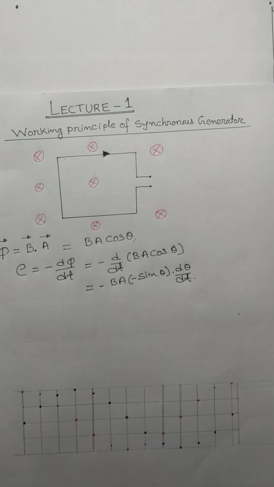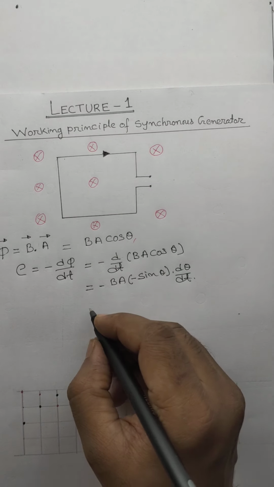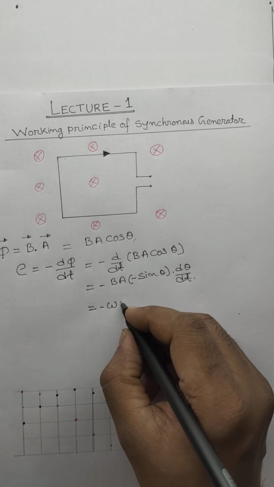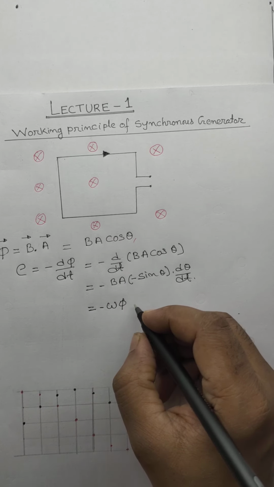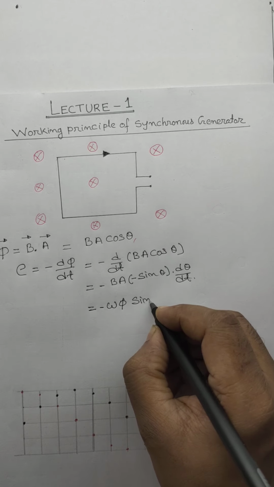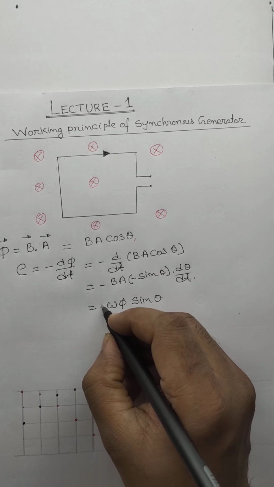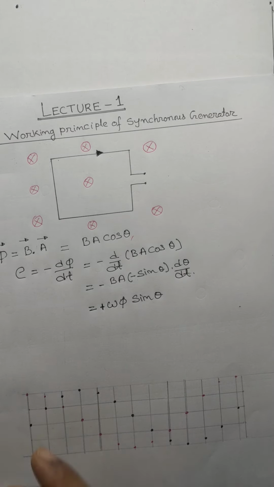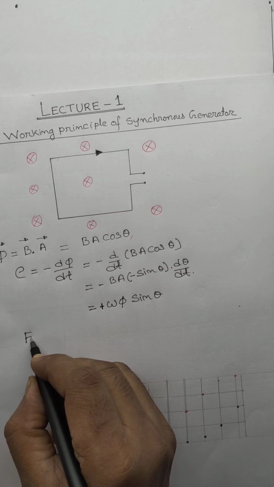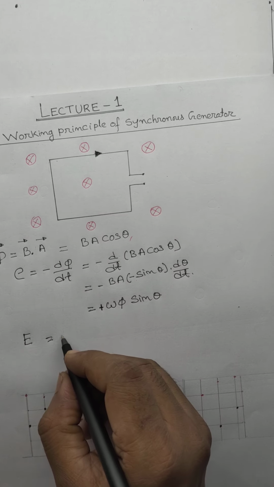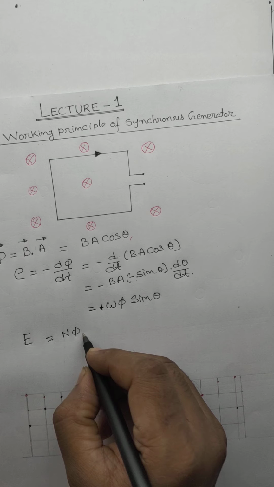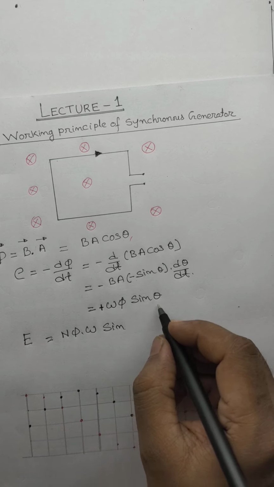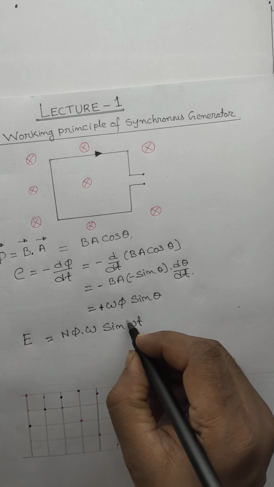What is d theta by dt? Theta is the angle, and the rate of change of angle is the angular velocity. So minus omega into B into A is nothing but flux into sine theta. This minus and this minus will make it plus. So if there are N turns in this coil, it will be N phi omega into sine theta. We can write theta as omega t.